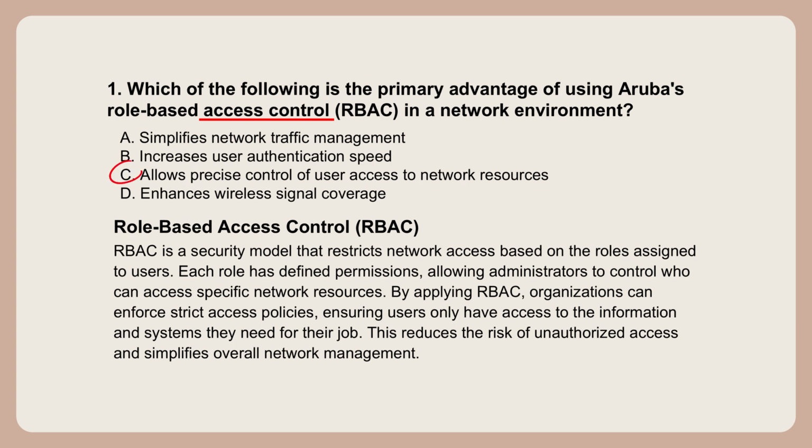Then there's option B, increasing user authentication speed. RBAC doesn't really affect how quickly someone can log in, does it? No, not really. RBAC is about what happens after someone is authenticated. It's about determining what they can do once they're on the network, like what doors they can open. And then finally, option D, enhancing wireless signal coverage. That's purely a physical infrastructure thing. It's all about the access points, their placement, their configuration. It has nothing to do with RBAC's logical access control.